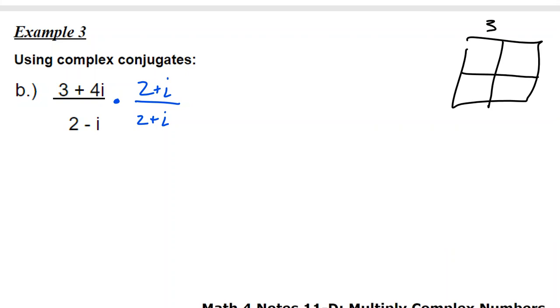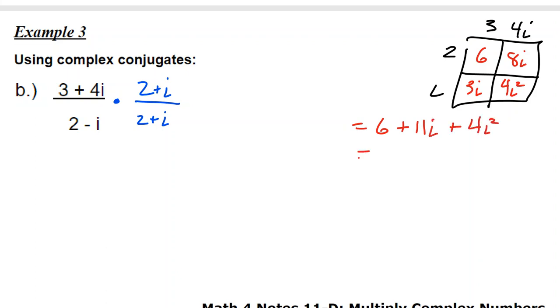And we're going to say 3 plus 4i, 2 plus i. And we're going to multiply 2 times 3, 2 times 4i, i times 3, i times 4i, which means that we're going to have 6 plus 11i plus 4i squared. And that 4i squared is about to become minus 4. 6 minus 4 becomes 2 plus 11i. So we're going to start with 2 plus 11i on top.